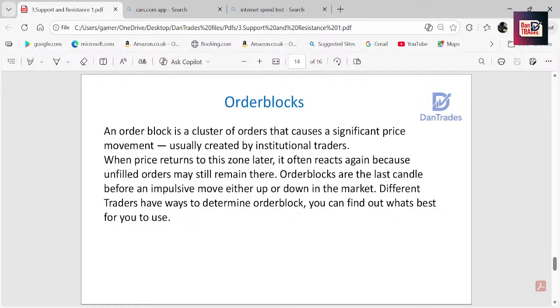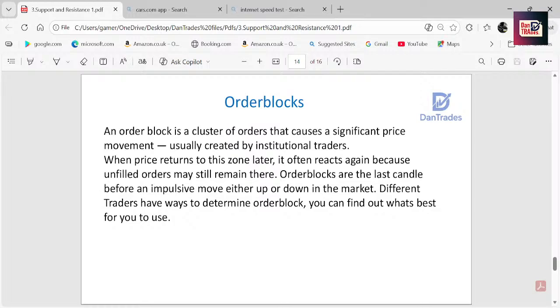So an order block is a cluster of orders that causes a significant price movement, usually created by institutional traders. Yes, the big banks, those are the institutional traders. When price returns to this zone later, it often reacts again because of unfilled orders, as I said. You wanted to get 100 of the item, but you got only 10. So you're going to be filled the 10 at the same price, but later come and fill the 90 at a different price. So that's what's happening.